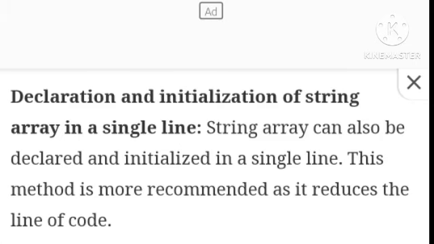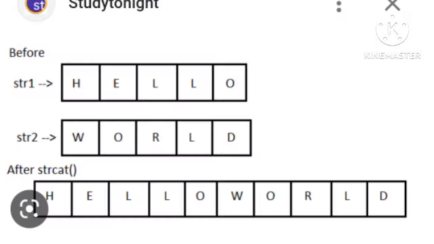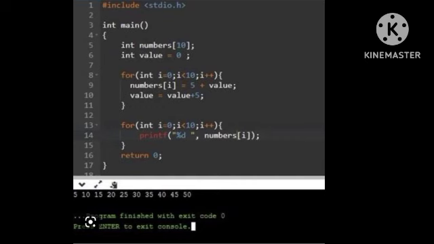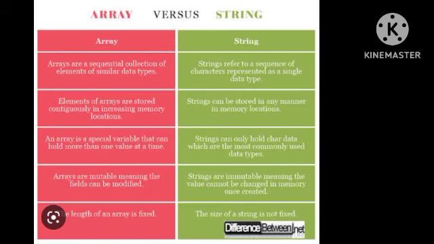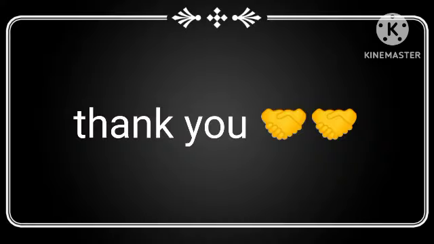Declaration and initialization of strings. A string array can also be declared and initialized in a single line. This method is more recommended as it reduces the length of the code. And this was the example on strings. This was the program of strings. This was the difference between array and string functions. Thank you.